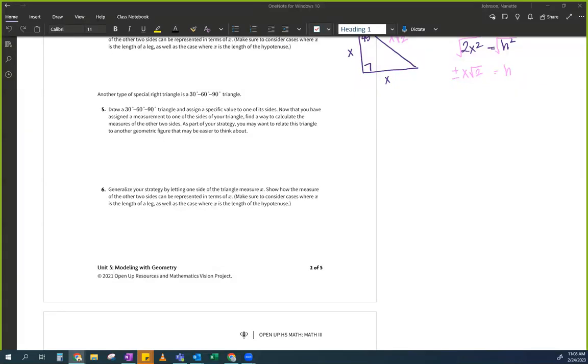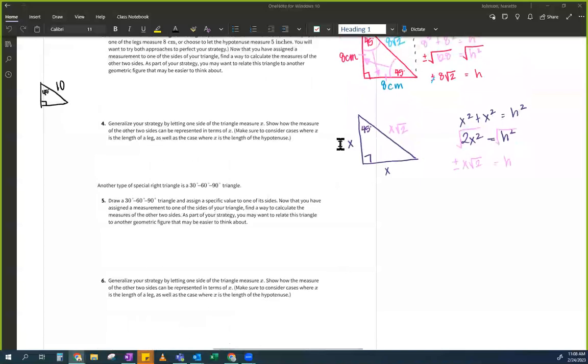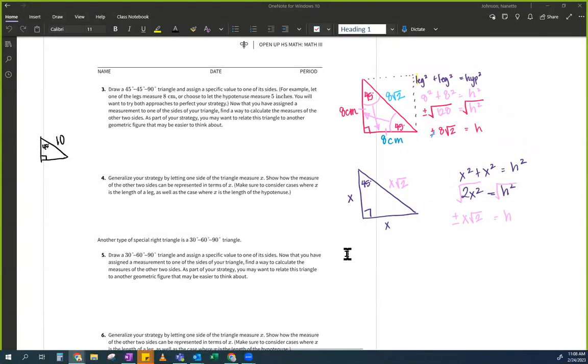Okay, so we're going to move on from special right triangles. We already talked about the 45, 45, 90 triangle. The 30, 60, 90 triangle is just another triangle that we're going to mess around with. And then I need you to memorize it.